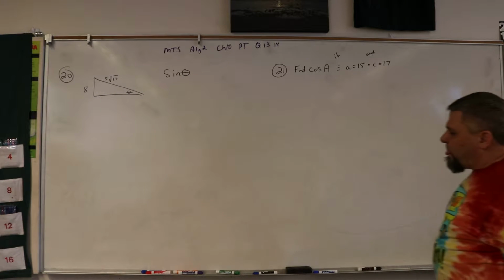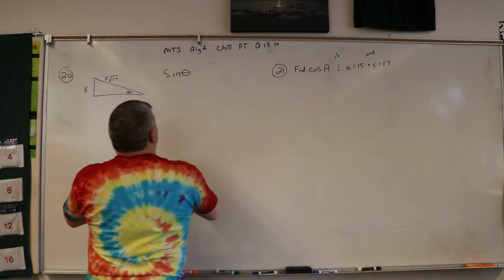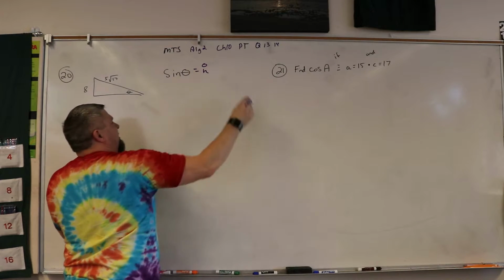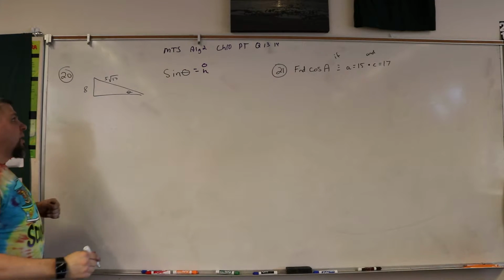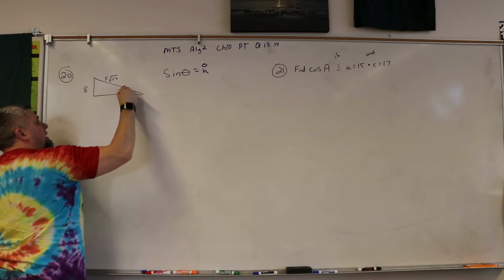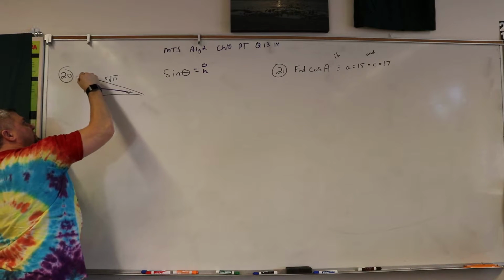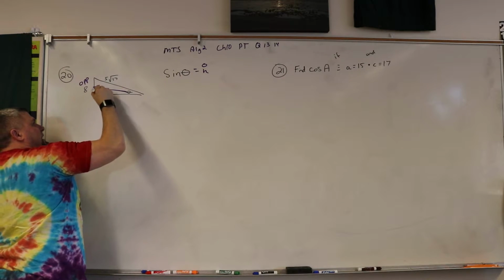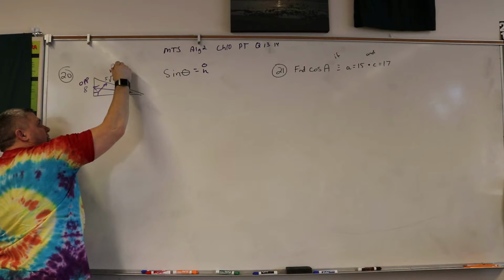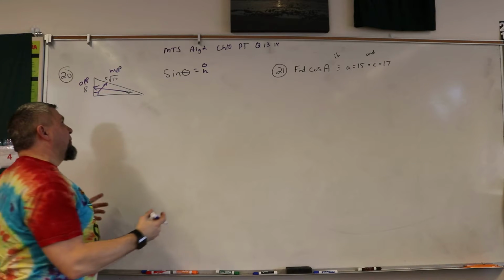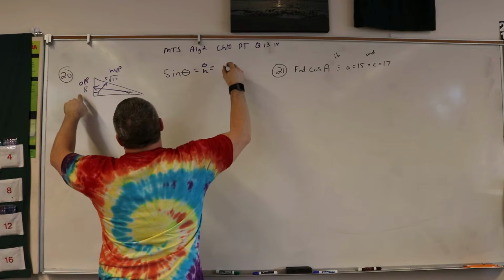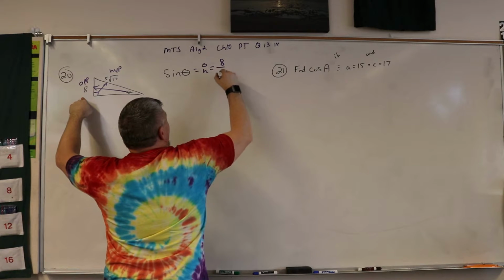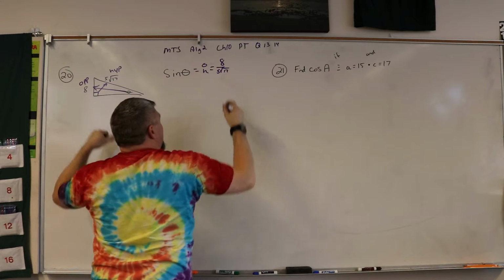All right. So sine, what is sine? Sine is opposite over hypotenuse, right? So when I look at theta, this is opposite. This is the right angle, so that's the hypotenuse. It's pretty simple. What do we do after that? It equals 8 over 5 square root 17.